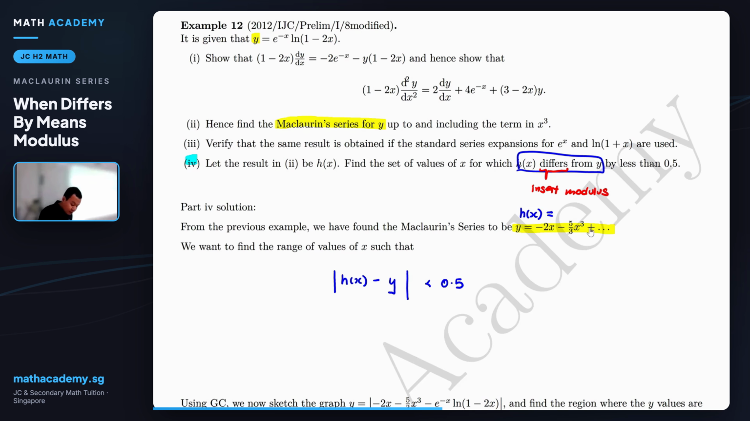How do we solve for this? Let's replace out the hx. Hx is from the equation that we have found earlier on, so I'm going to replace it. My y equation came from the initial given part, so can I change that into the initial equation? And so this whole thing is lesser than 0.5.